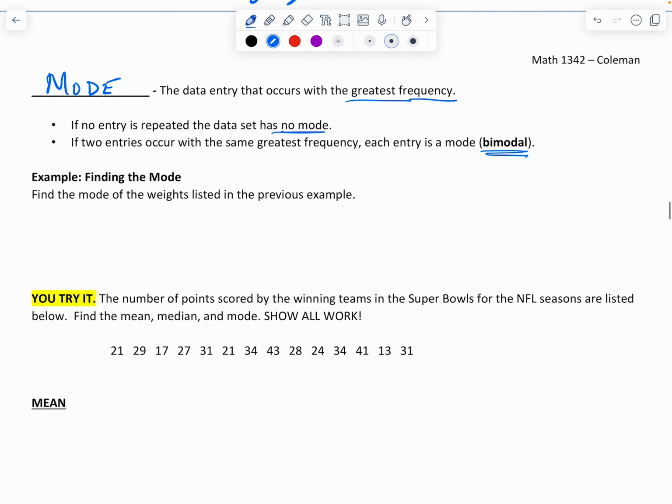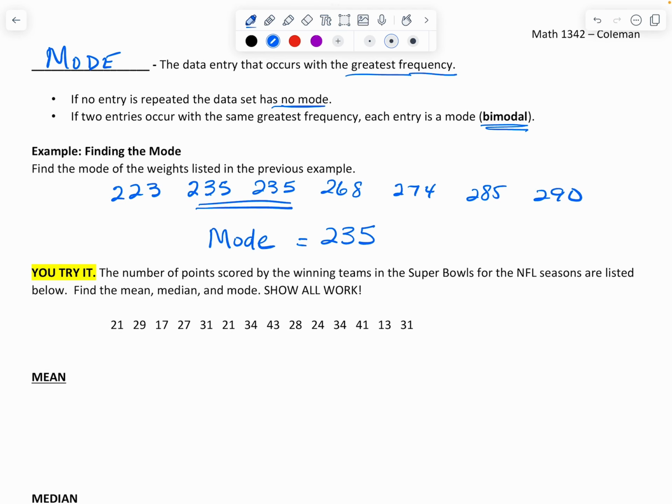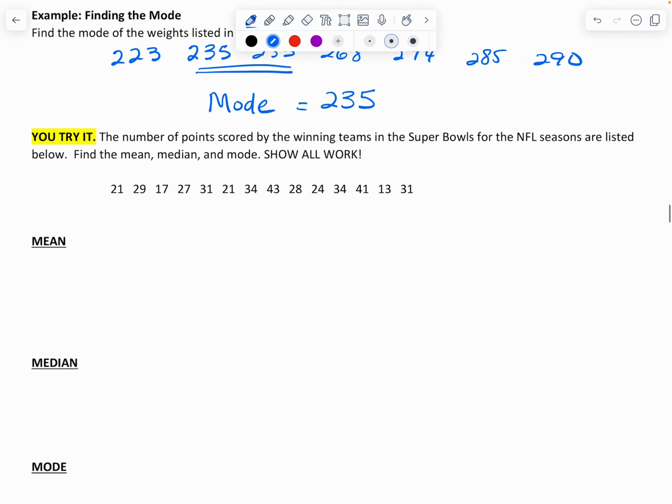So looking at the data set above, again, if we rewrite them just so you can see them again, 223, 235, 235, 268, 274, 285, and 290. The one that occurs twice, or more often than the others, the mode, is 235. So my mode in this case is 235. It is not bimodal because there's no secondary entry that occurs twice.